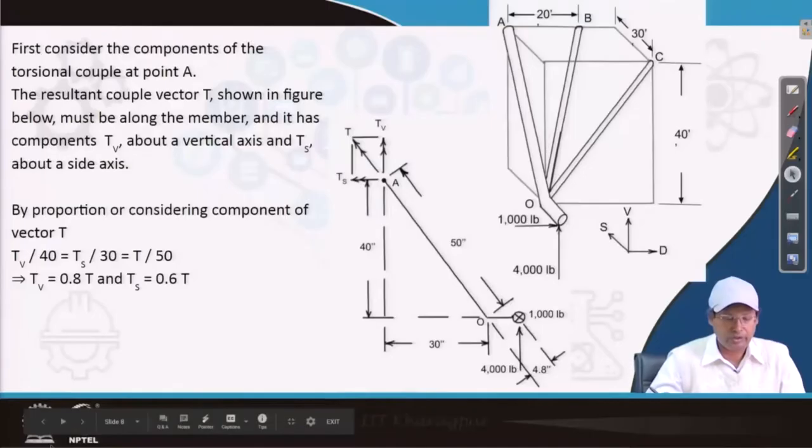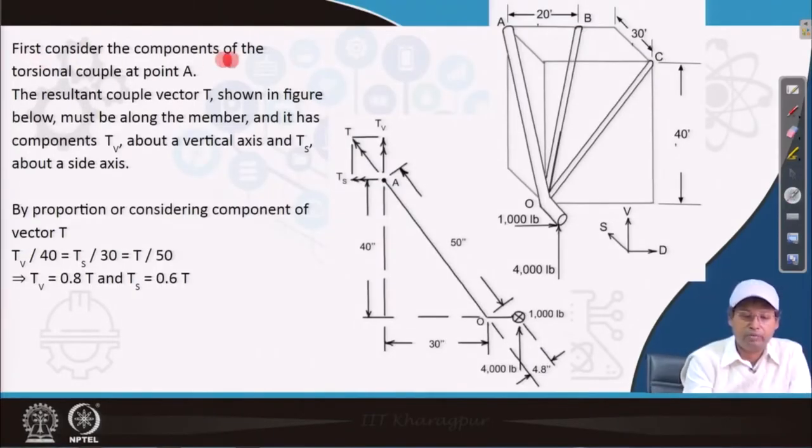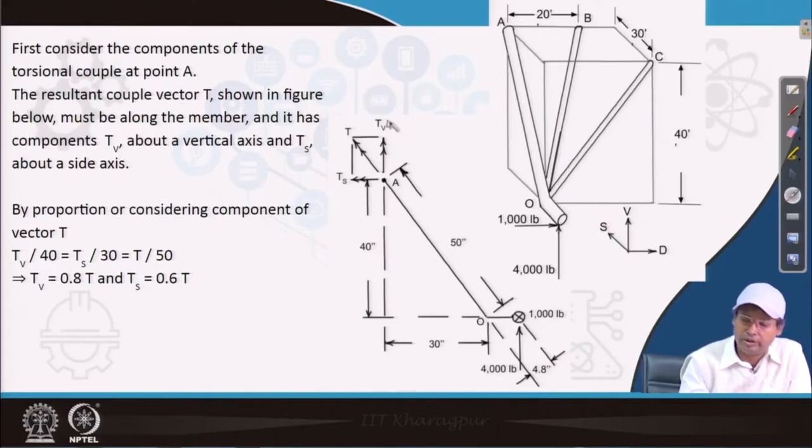Okay. First, about the torsion components. First, consider the components of the torsional couple at point A here. The resultant couple vector T shown in the figure below must be along the member. So, it is along the member as I showed you in the last slide, and it has components T V about the vertical axis and T S about the side axis. Please note that this is the vertical axis, this is the drag axis, this is the side axis. So, that way T V, T S and T are acting on this member.